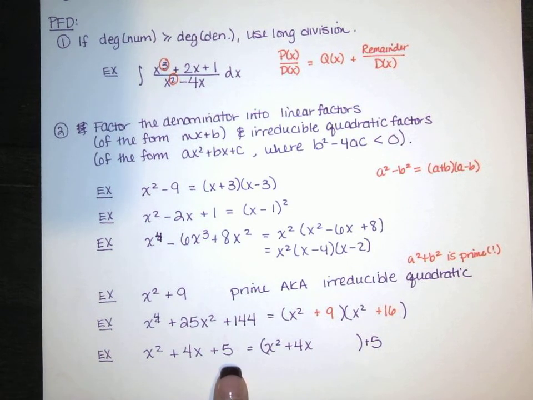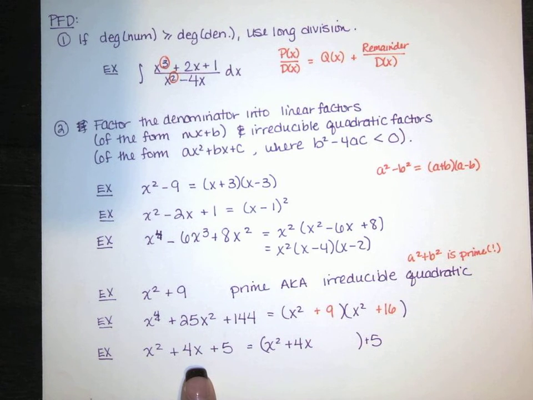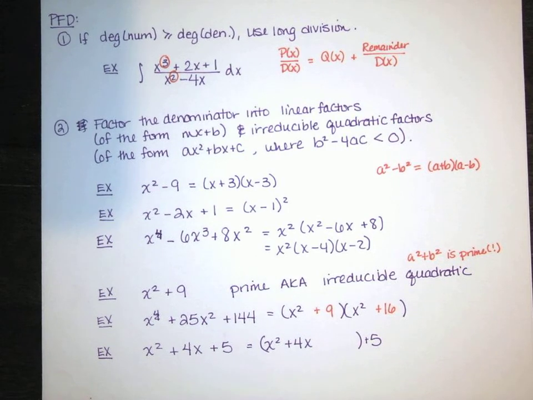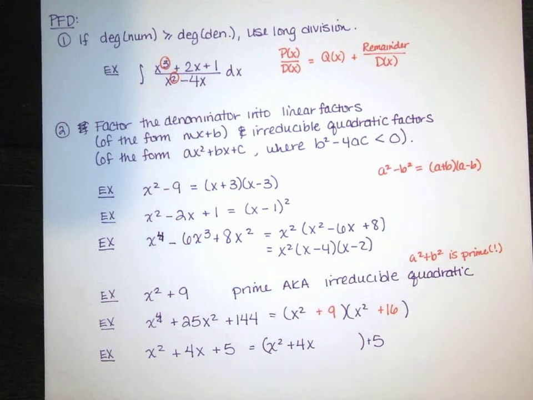Now this is an irreducible quadratic, but it's not obvious. You might say, oh, I need two numbers that multiply to give me 5 that add to 4. Well, you're not going to find any. One way that I can tell that this is an irreducible quadratic is I can write this as a sum of squares like this, just by completing the square. So I'm going to complete the square and show you that this is a perfect square plus a constant.